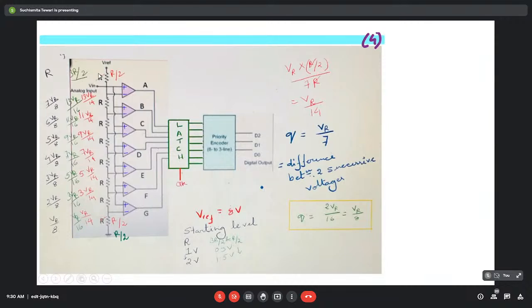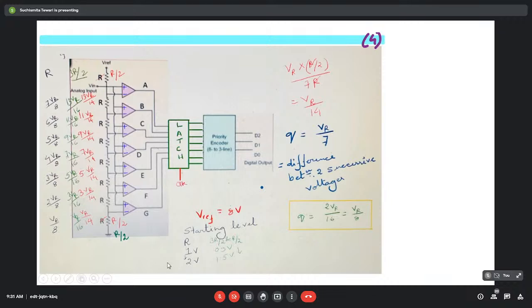But in the present case, we have used the value R here and R here. So we are getting the typical VR by 8, 2 VR by 8, 3 VR by 8, etc. Again, if we want to design it in such a way that here instead of using R, we are using 3R by 2, and here instead of using R, we are using R by 2, that is the green column now. So here, if we calculate, you will find that the reference voltage would be VR by 16, then 3 VR by 16, 5 VR by 16, and so on.